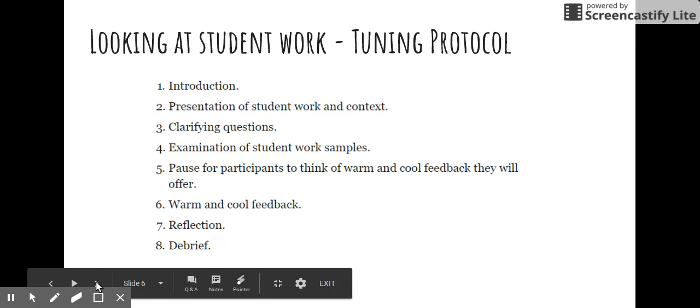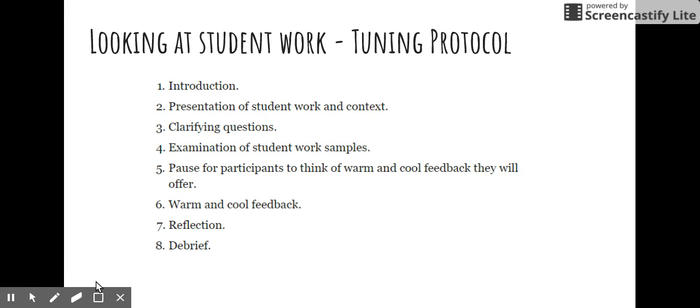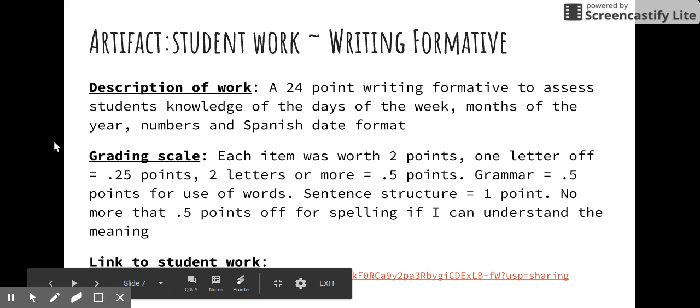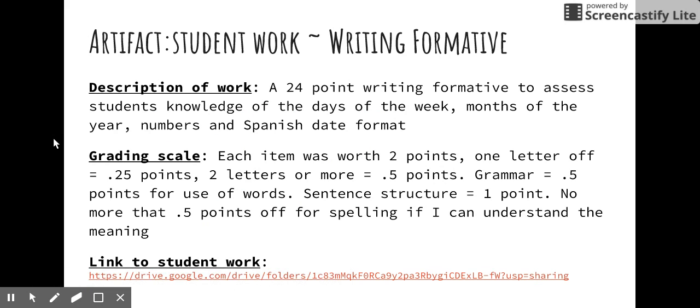For looking at student work, this week we used the tuning protocol. So again, we started with going through the general steps and making sure everyone was clear on the process before we began. We used Google Drive to look at a 24-point writing formative to assess students' knowledge of days, months, numbers, and a Spanish date format.